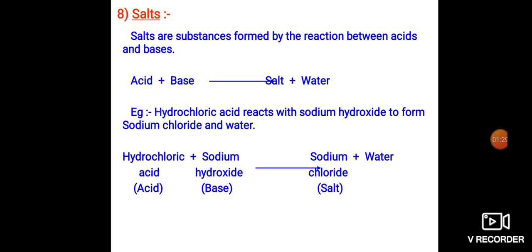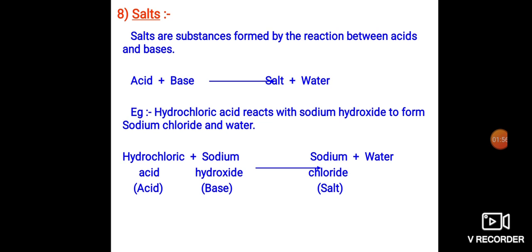What is a hydrated salt? The crystals of some salts have a fixed number of water molecules loosely associated with them. Such salts are called hydrated salts. It contains a fixed number of water molecules loosely associated, so it is called a hydrated salt. The second one is anhydrous salt.